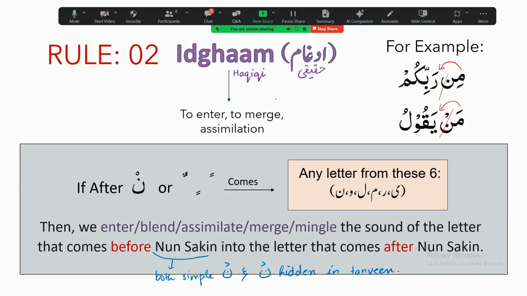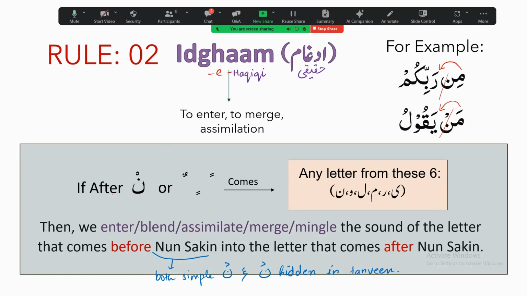For today's session, inshallah, we will cover rule number two. This rule is termed Idgham. The full name is Idgham Haqiqi, right? Idgham, from the Arabic, means to enter, to merge, or simply assimilation. So we will see what is assimilating in this rule, what is merging in this rule, inshallah.